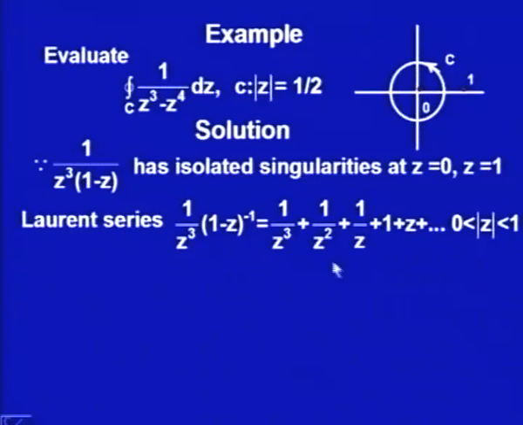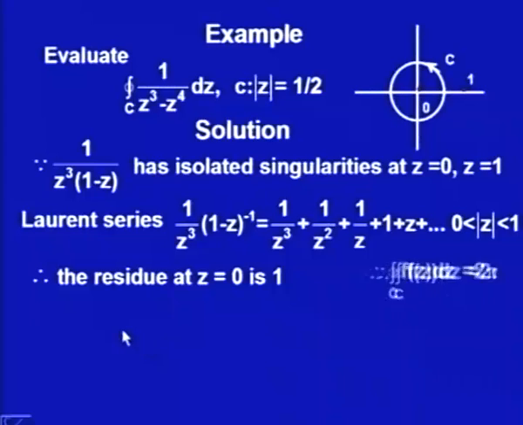From here, what will be my residue? Residue is the coefficient of 1 upon z. We want the residue at 0. So the residue at 0 is 1, thus my integral would be 2 pi i. So the integral of this would be simply 2 pi i.